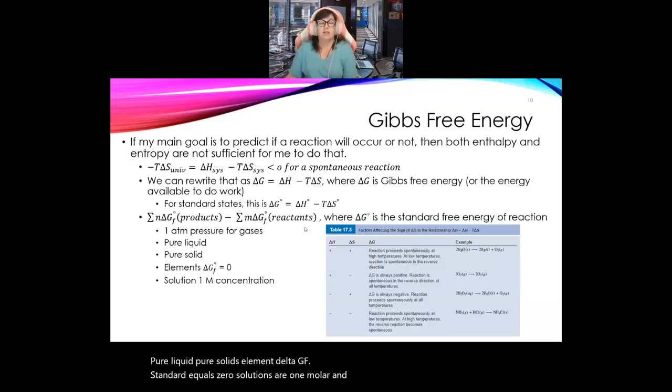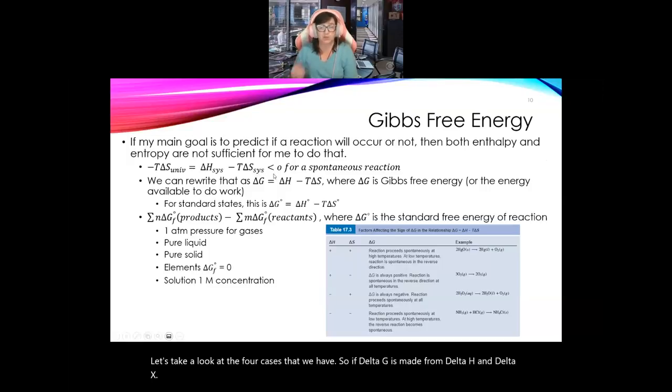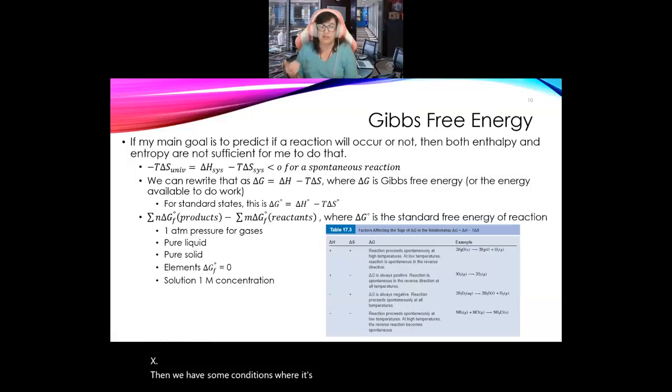Now, let's take a look at the 4 cases that we have. So if delta G is made from delta H and delta S, then we have some conditions where it's always favorable, some conditions where it's never favorable, and some conditions where it depends.